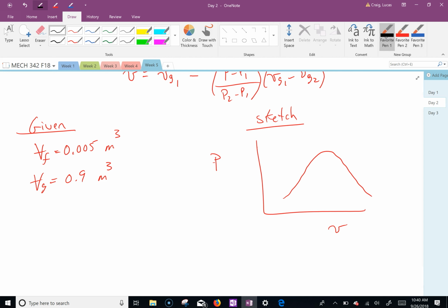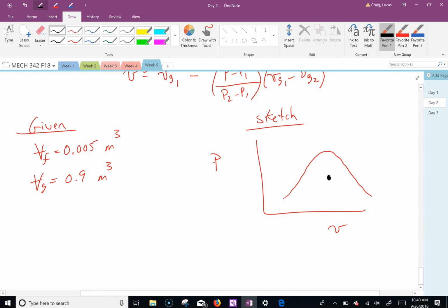So draw a vapor dome. And we're going to do pressure versus specific volume this time. So initially, it has those two values. So where are we on the vapor dome? Yeah, we're in the middle.